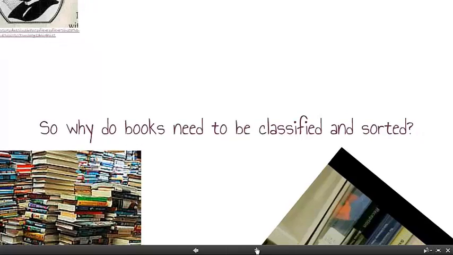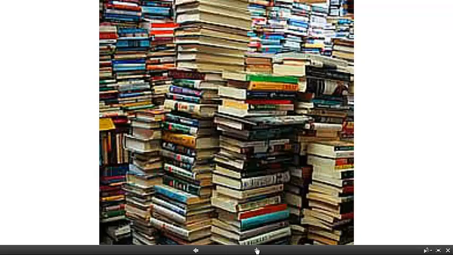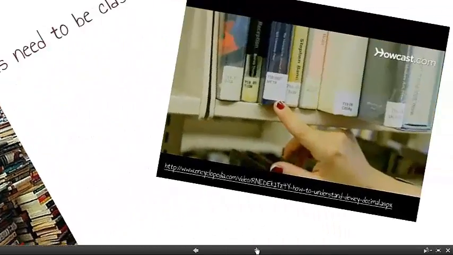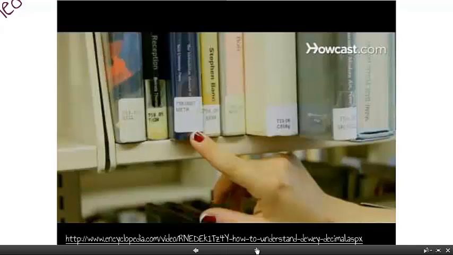Imagine that you were looking for one book. You might see a pile of books like this. It'd be really hard to find that book. It would be much easier if the books were organized. You could look it up in the catalog and find the book right away.